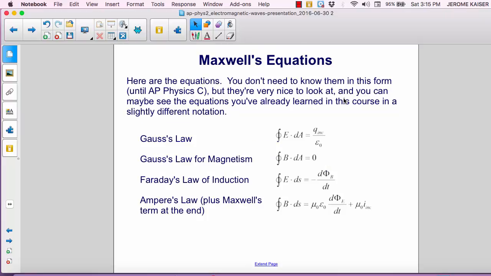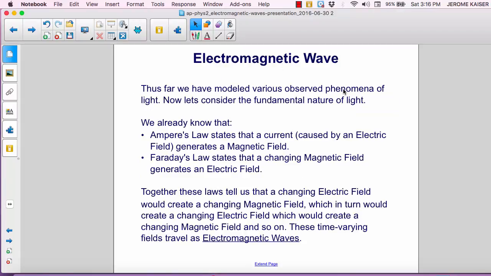Here are Maxwell's equations. You don't need to know them in this form until AP Physics C or University Physics, but they're very nice to look at. And you can see the equations you've already learned in this course in a slightly different notation. Maxwell encapsulated Gauss's law for magnetism, Faraday's law of induction, and Ampere's law, all in a set of 4 equations that govern electrodynamics. Now let's look at the electromagnetic wave.